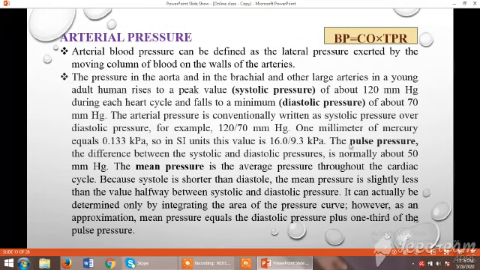There is also pulse pressure, which is the difference between systolic and diastolic pressure. So you can get the difference, which is 50 millimeters of mercury. Another pressure is mean pressure. This is the average pressure. You can get it by adding the diastolic pressure to one third of the pulse pressure. This way you can calculate these pressures.